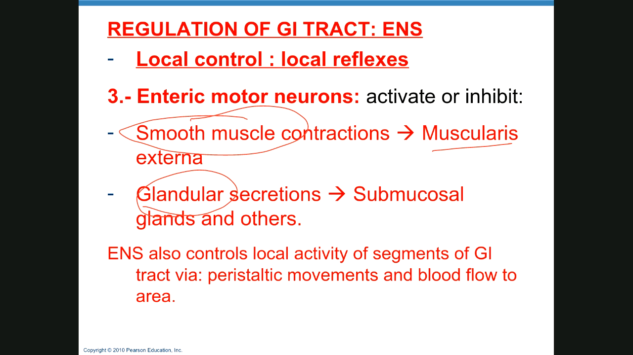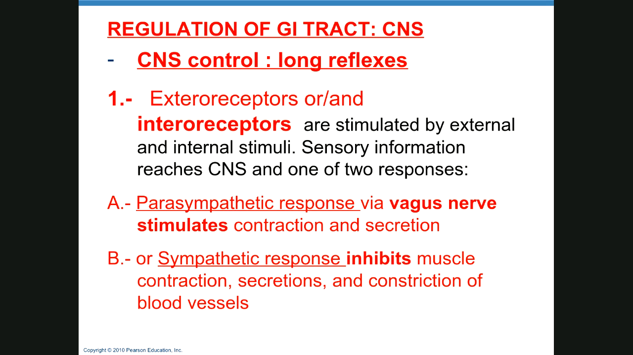The ENS refers to the local control. The local control is also going to control the GI tract via movement. And actually, it's not going to be talked about much at all during the PowerPoints, but there's also local control of blood flow in the area, so that when we're ready to absorb the food, blood vessels in the area will begin to dilate to take in more of the nutrients.